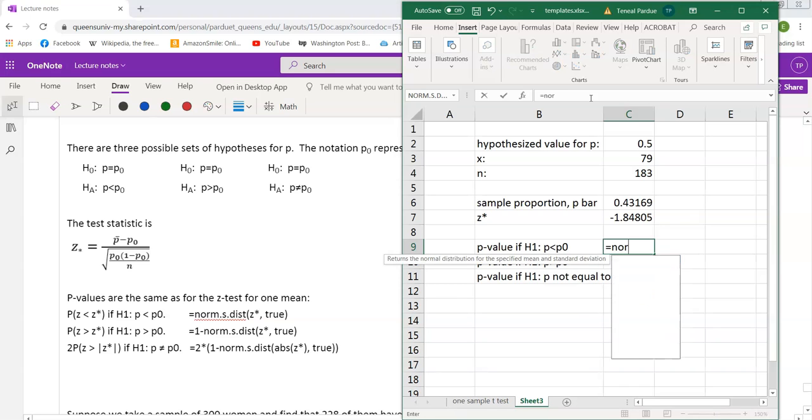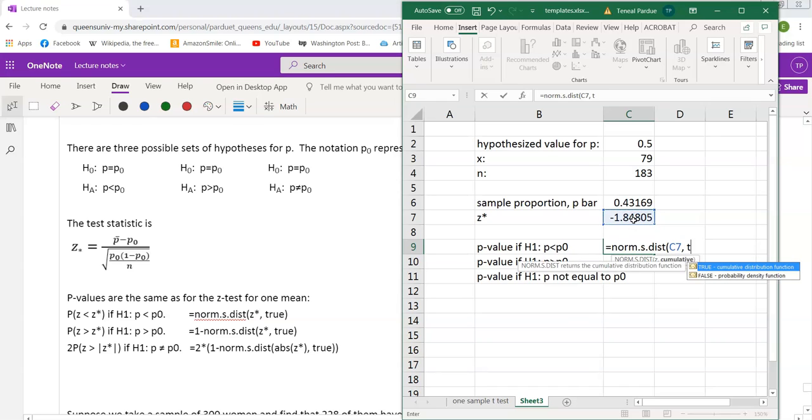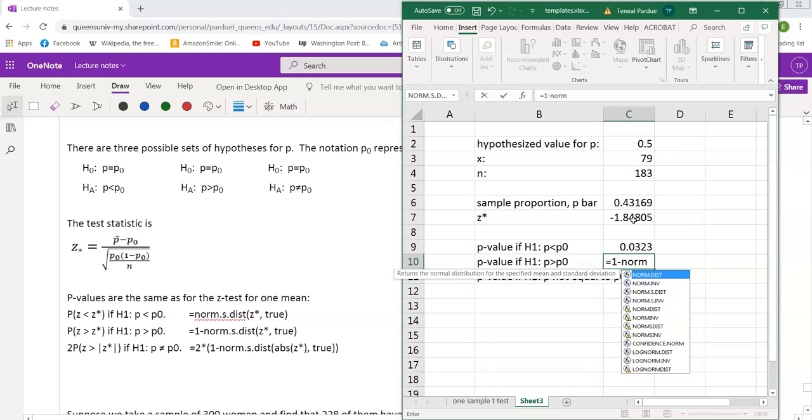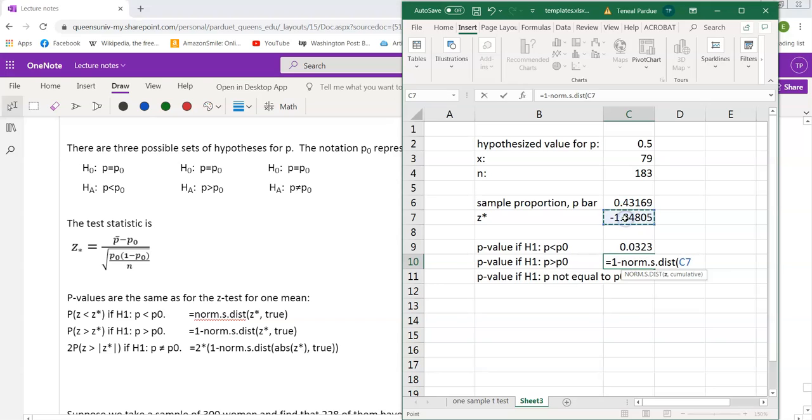So for the less than case, it's just NORM.S.DIST, the value we got for our test statistic, comma, true. For the greater than case, it's 1 minus the same thing, NORM.S.DIST, z test, comma, true. I'm going fast, but you can pause it if you need to.